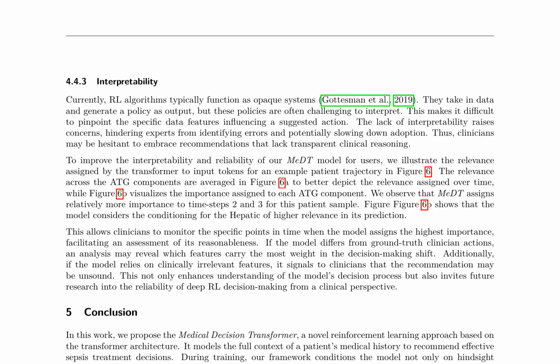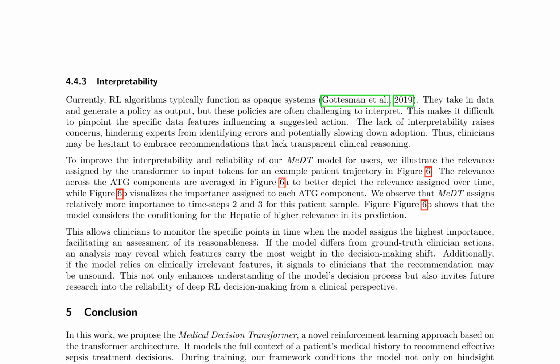In high-stakes applications like healthcare, the interpretability of reinforcement learning (RL) algorithms is crucial. Current RL algorithms often function as opaque systems, making it challenging to understand the specific data features influencing a suggested action. To address this, the MeDT model, a novel RL approach based on the transformer architecture, provides interpretable and interactive intervention support systems for clinicians.